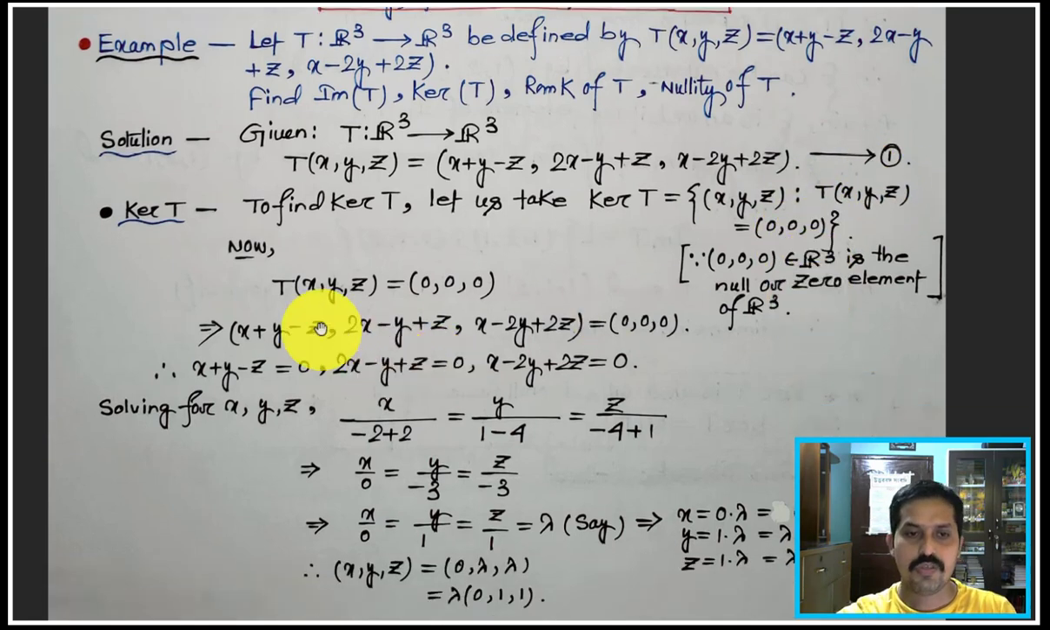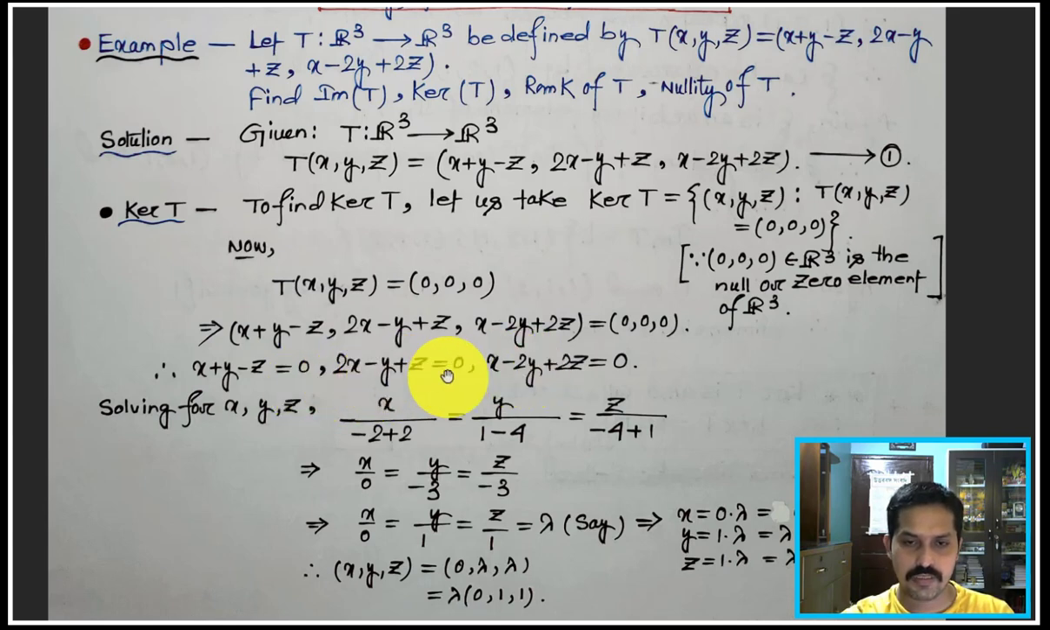Alright. Now we have to find x, y, z. To do so, I write the value of T of (x, y, z) by equation number 1: (x plus y minus z, 2x minus y plus z, x minus 2y plus 2z) equals (0, 0, 0). By comparing, we get x plus y minus z equals 0, 2x minus y plus z equals 0, x minus 2y plus 2z equals 0. Now we have to solve these three equations for the values of x, y, z.